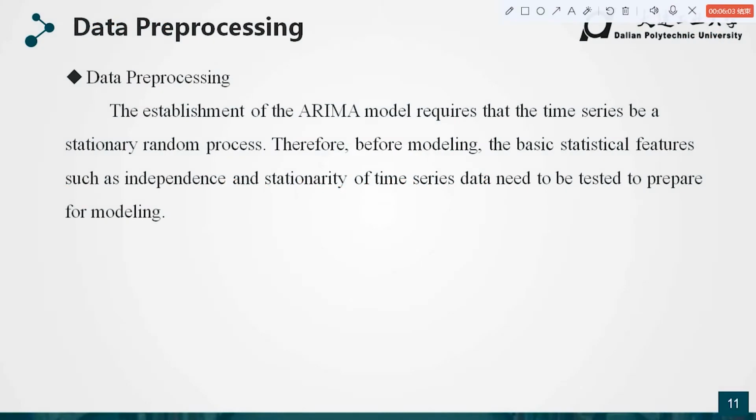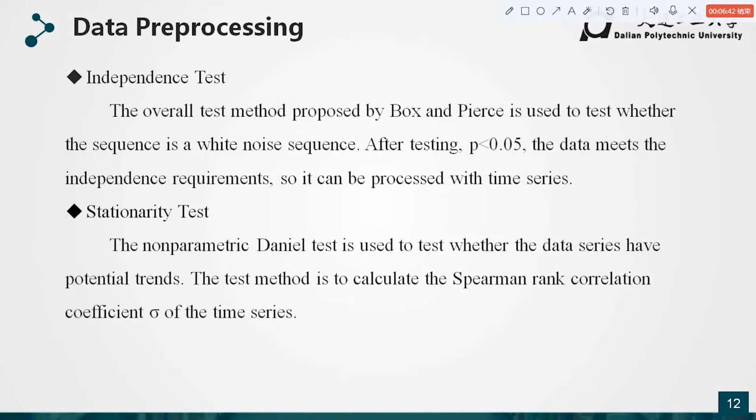Then, the experimental procedure. First, data preprocessing. The establishment of the ARIMA model requires that the time series be a stationary random process. Therefore, before modeling, the basic statistical features such as independence and stationarity of time series data need to be tested to prepare for modeling.